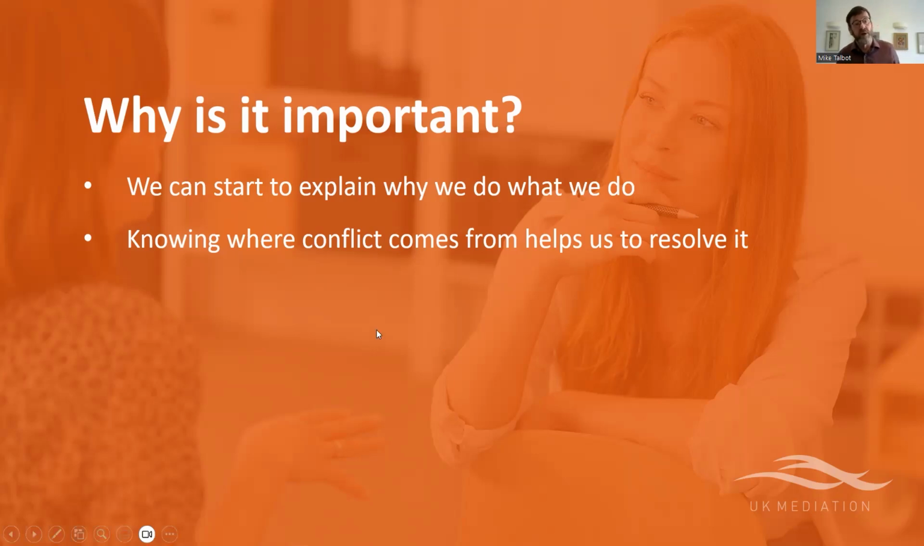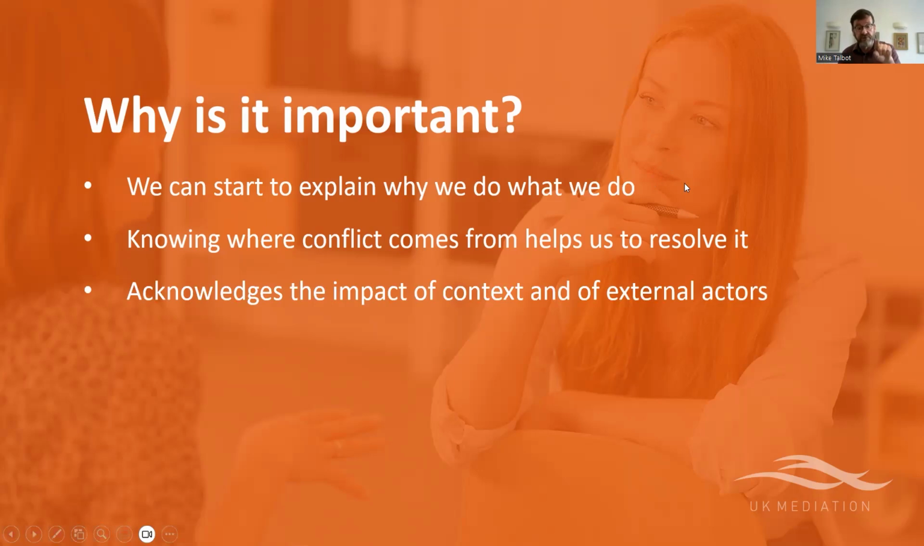It sounds simplistic, but what I did see when I first came into this field is very well-intentioned people going rather mechanistically through a series of steps and stages without really understanding why. So I think being able to get under the bonnet and know where the conflict comes from helps us to resolve it, as does acknowledging the impact of context, and of the external actors, acknowledging how much a dispute can be affected by the people who are not directly involved in it, but who are around the outside, who chip in, who get involved, who tweet, who put stuff in WhatsApp groups to whip the conflict up. So, there's a significant impact there.